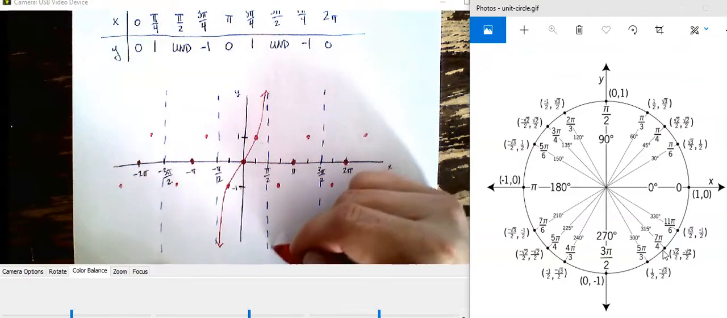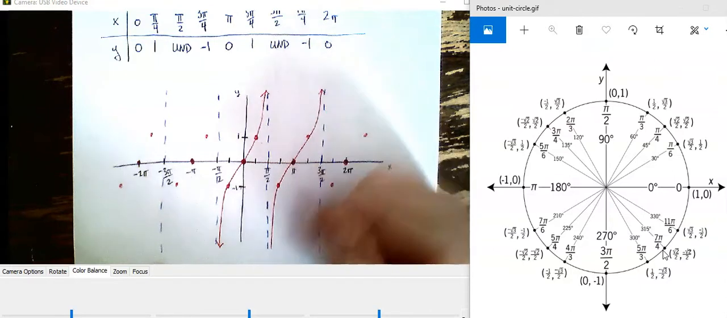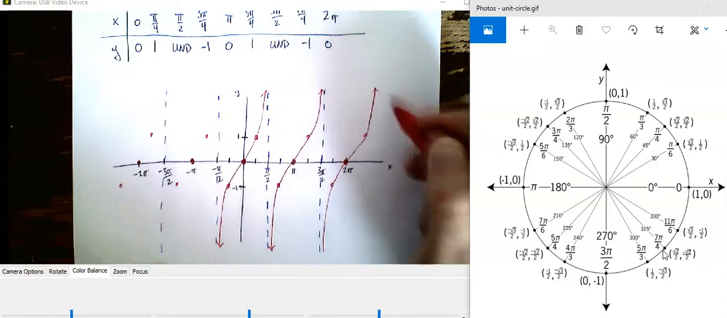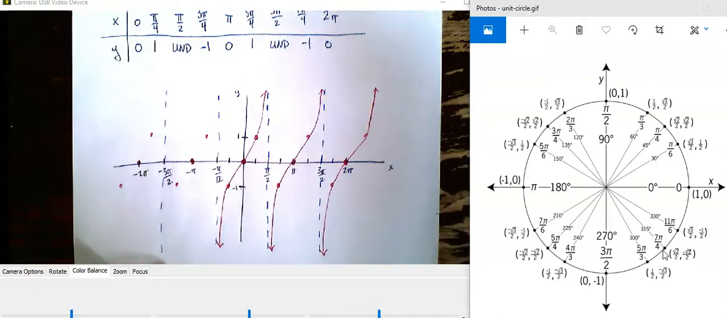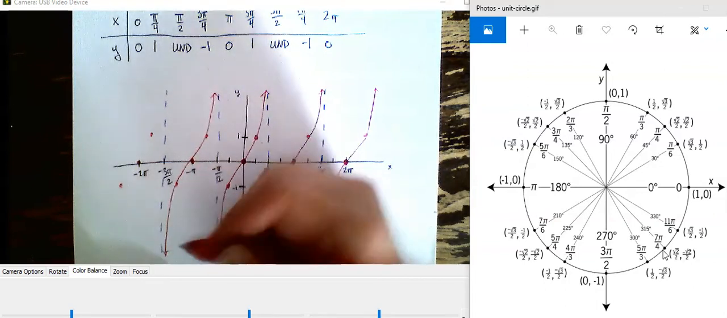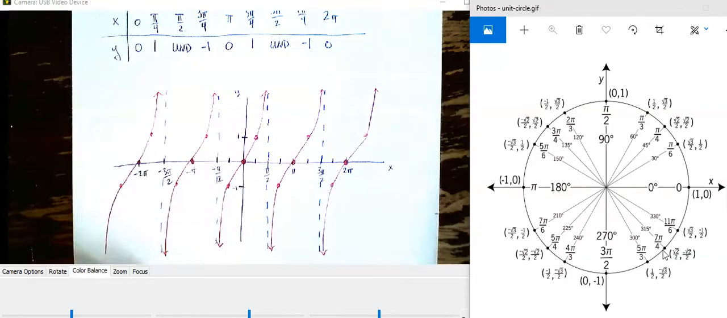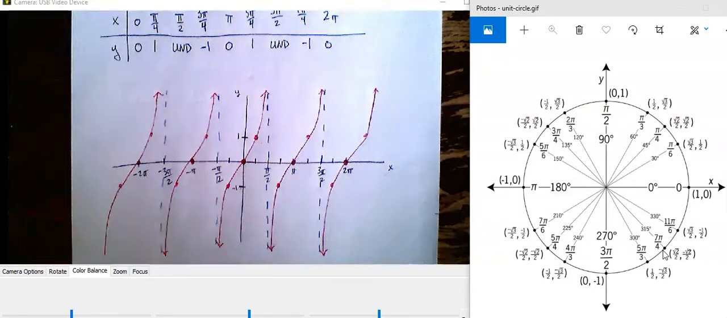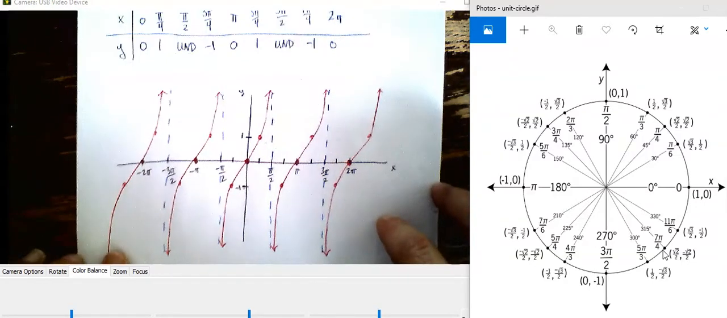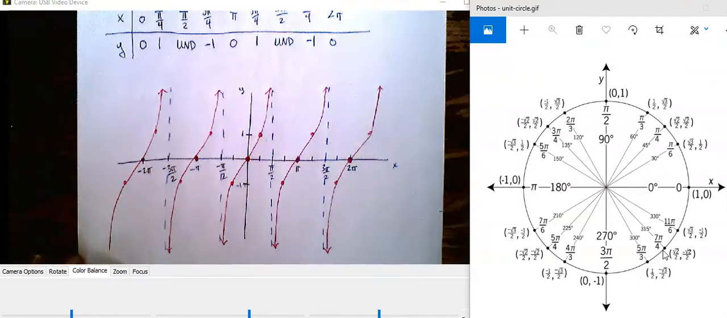And then it repeats itself because these are all periodic functions. So we have another leg of it there, and another one there. Of course, there would be an asymptote over here, and another one there, and another one there. So the tangent function does not resemble a wave like sine and cosine, but it kind of looks like an x to the third power kind of polynomial.